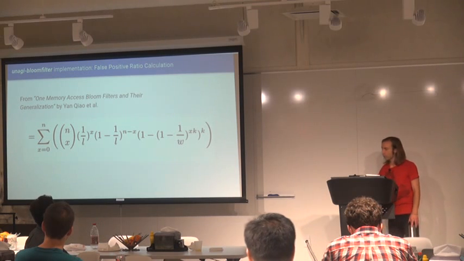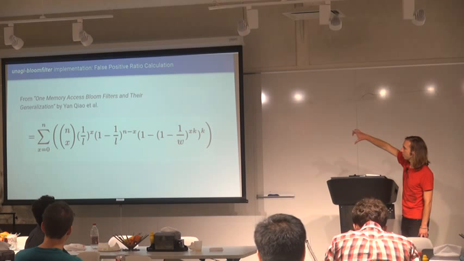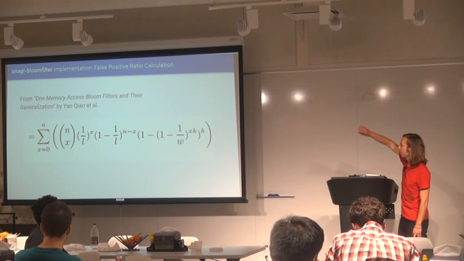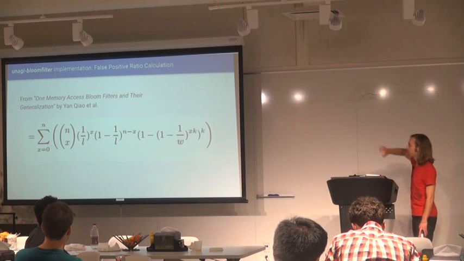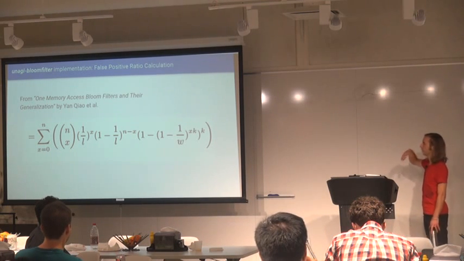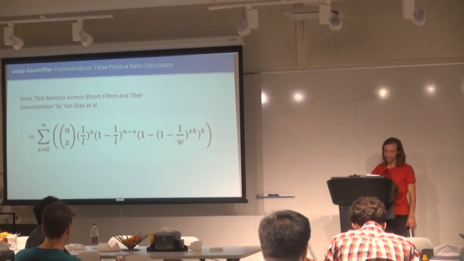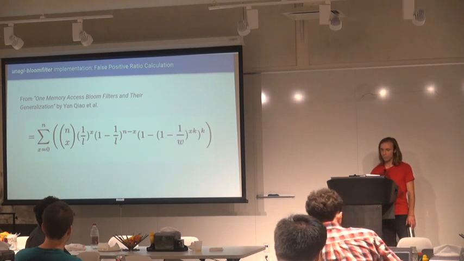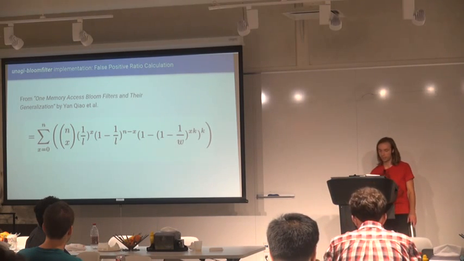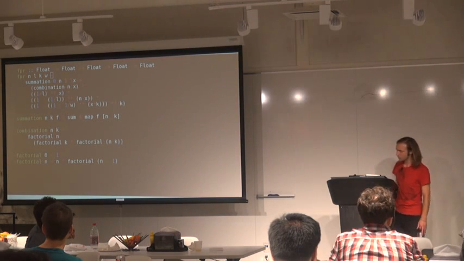So anyway, this is not terribly difficult. I actually wasn't familiar with this combination notation, which is the big parentheses, n over x. But it's basically how many combinations of a given size you can make from a set. My goal was to translate this into Haskell so that we can run it, so that users can get an estimate of the false positive ratio.